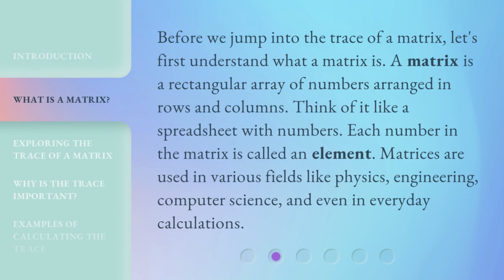Before we jump into the trace of a matrix, let's first understand what a matrix is. A matrix is a rectangular array of numbers arranged in rows and columns. Think of it like a spreadsheet with numbers. Each number in the matrix is called an element. Matrices are used in various fields like physics, engineering, computer science, and even in everyday calculations.